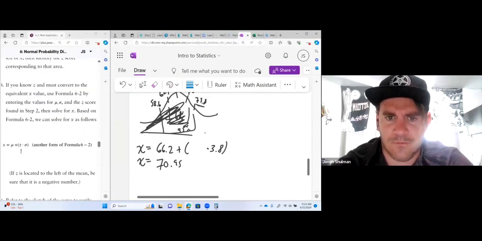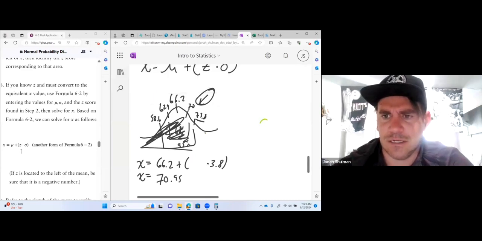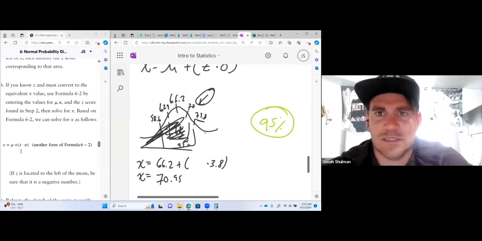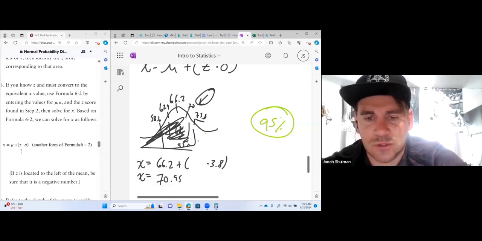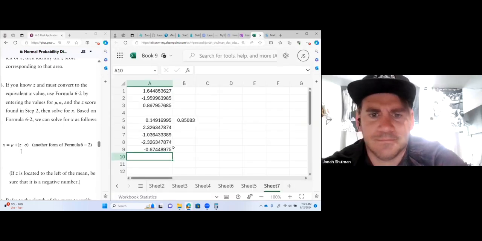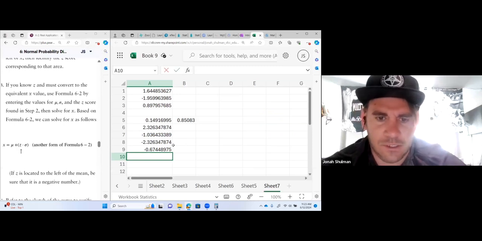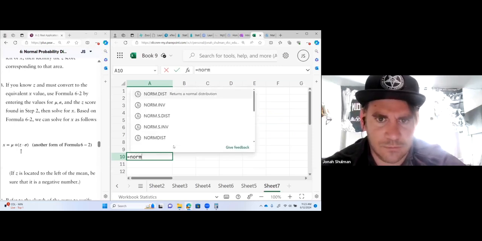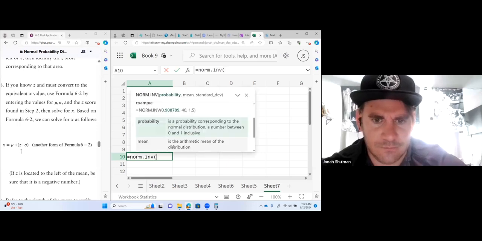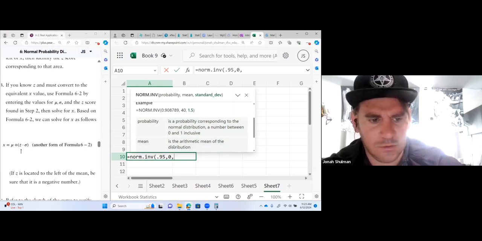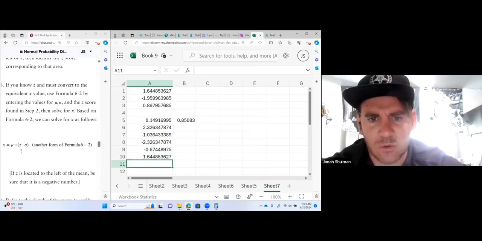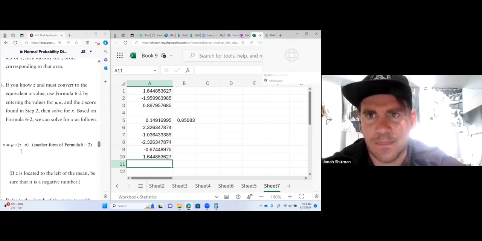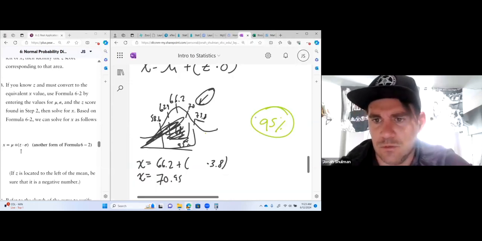All right, so the first thing I have to do is get that value. I need the 95th percentile. What is that Z-score? Could we use the table? Sure, but I'm going to use Excel. So equals NORM.INV. We want 0.95 for 0 and 1. Why are we allowed to do this? Because we're going to go backwards anyway. I got the 1.644 here, and that's what goes here.